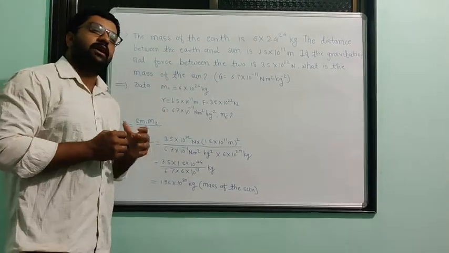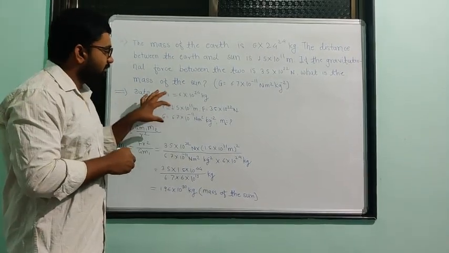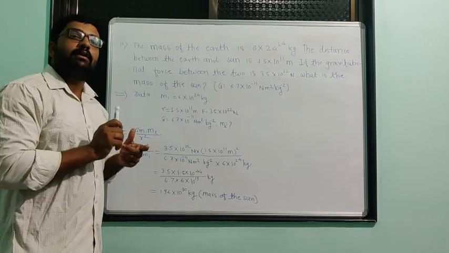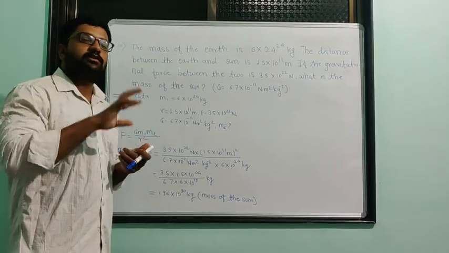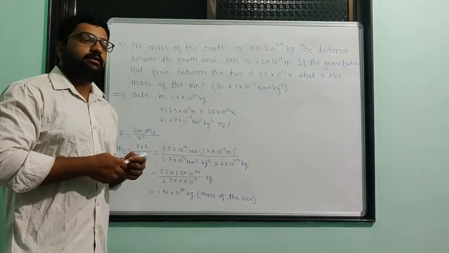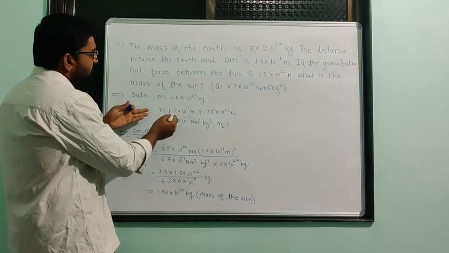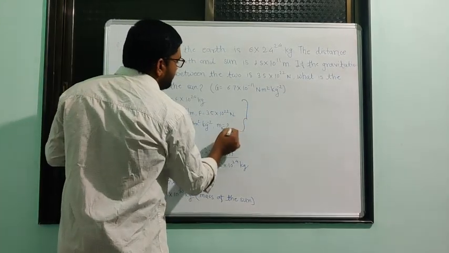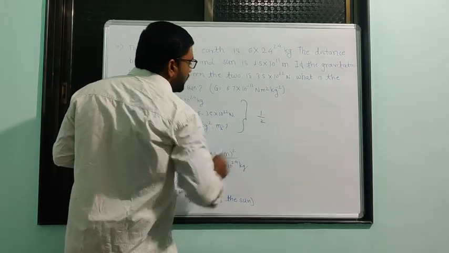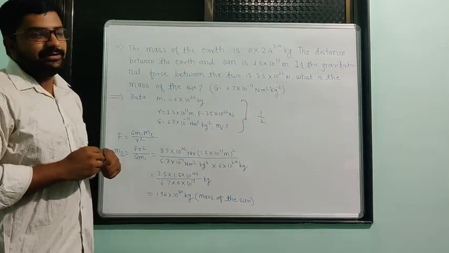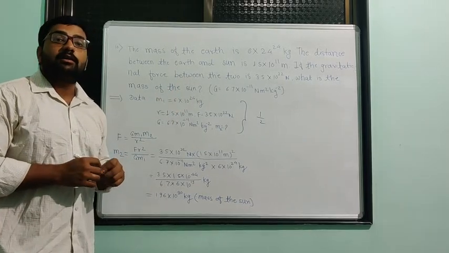First of all, we have to write what is given in the problem. These are the steps of problem solving. Always write the given data first, because if you see the distribution of marks, if this problem is for 2 marks, then this given part will carry 1/2 mark. So this is important. Always write the given data of the problem.